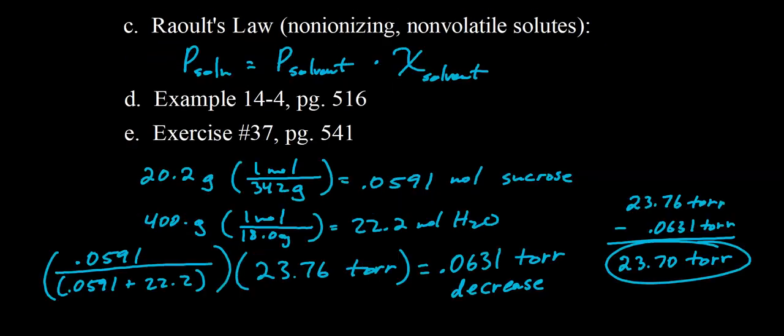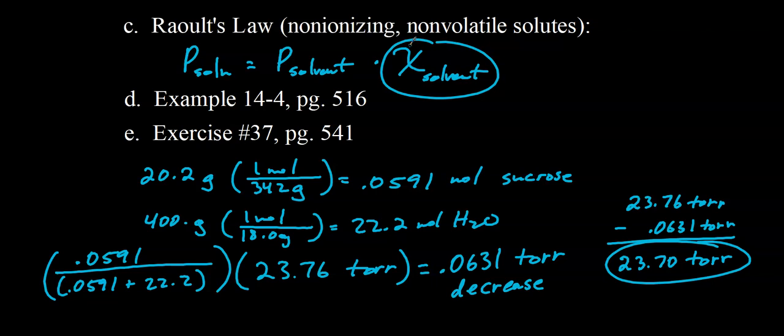All right, let's go to 517. Example 14.6. Says calculate the mole fractions of heptane and octane in the vapor that is in equilibrium with the solution in 14.5. So like we've seen before, if we go back to this equation, we can solve for mole fraction. So to find the mole fraction of a substance, we take the vapor pressure of that substance and divide it by the total vapor pressure of the solution. And so that's what's done in 14.6.